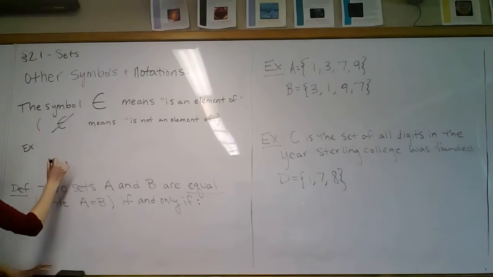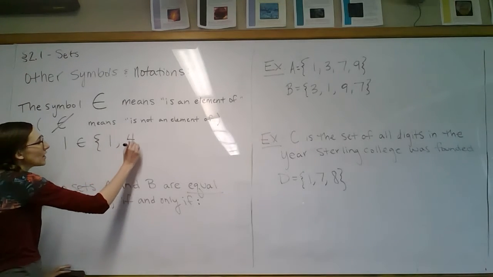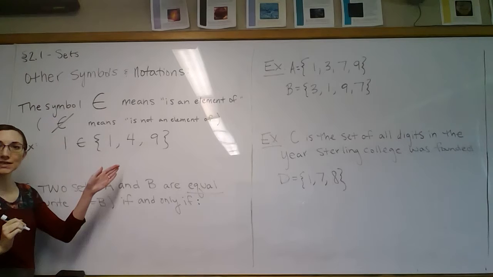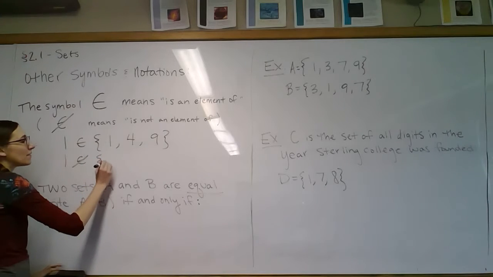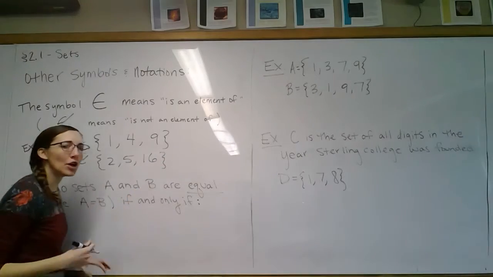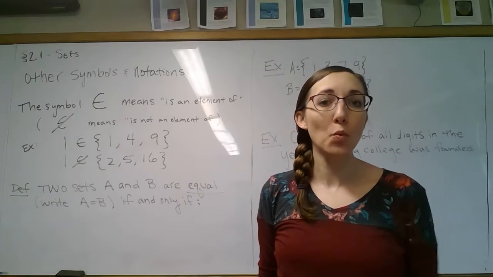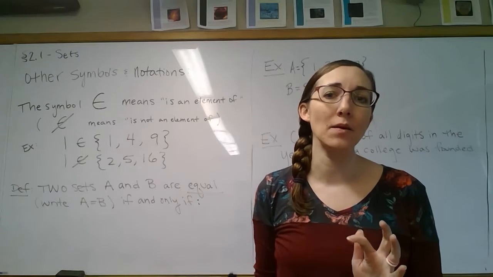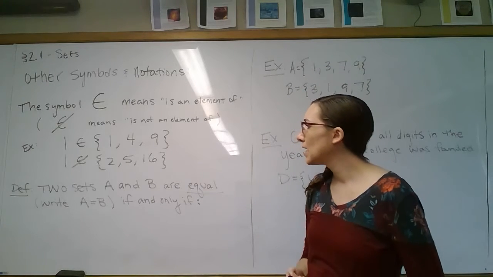We could have something like 1 is an element of the set containing 1, 4, and 9, right? Literally 1 is amongst the elements listed in that set. But 1 is not an element of the set containing 2, 5, and 16. Notice there is literally a 1 written, but it's not the digit 1, it's the number 16. 1 itself does not show up in the list of those elements, so it's not an element of that set. So there are some examples for that.